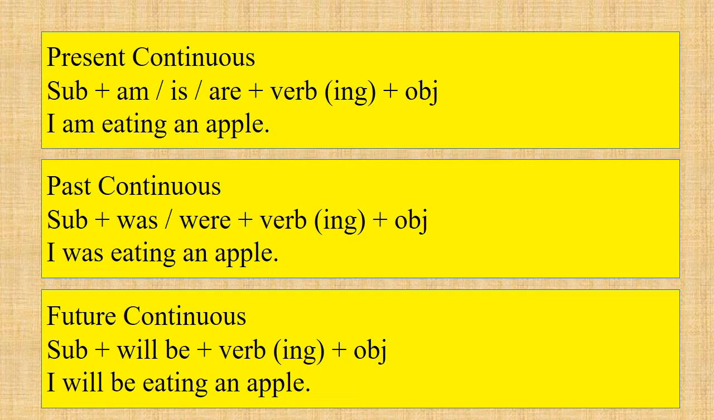Future continuous tense. The formula for future continuous tense is subject plus will be plus verb with an ing plus object. I will be eating an apple.